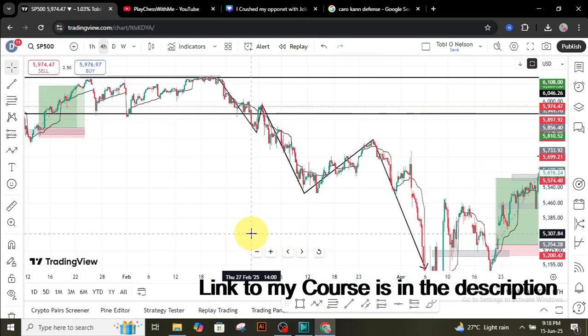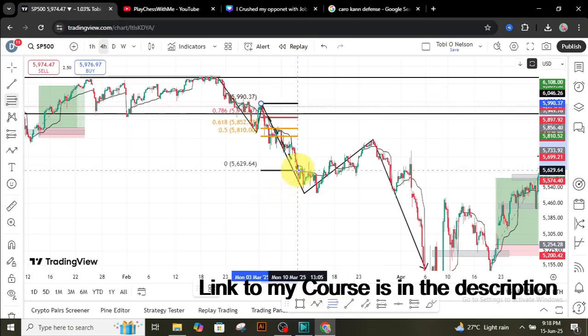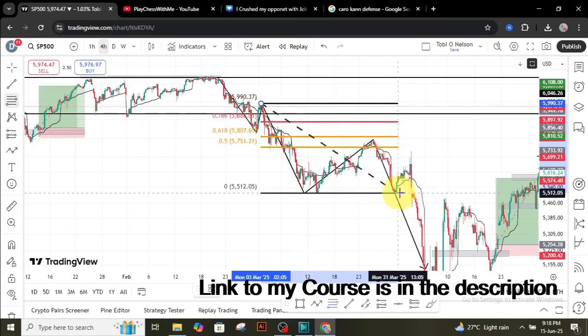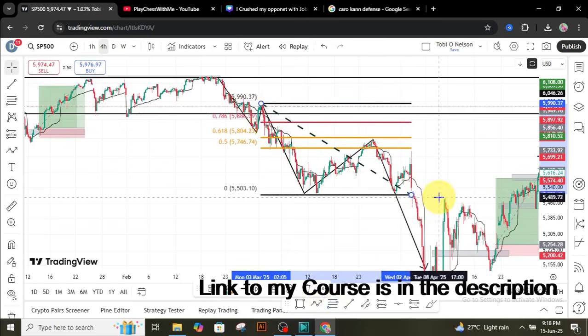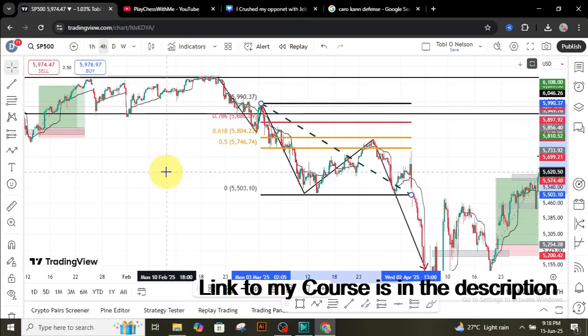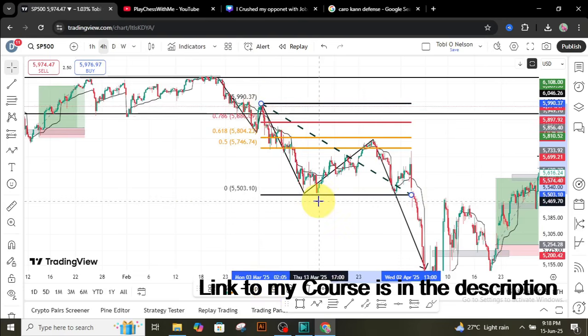So in this case, after this pullback, you can just put your Fibonacci retracement here. In the case of a downward trend, you want to start from high and draw it to low. As you can see, the market will retrace down to our Fibonacci retracement. So you can either take the trade like that, or wait for your price action pattern to form.